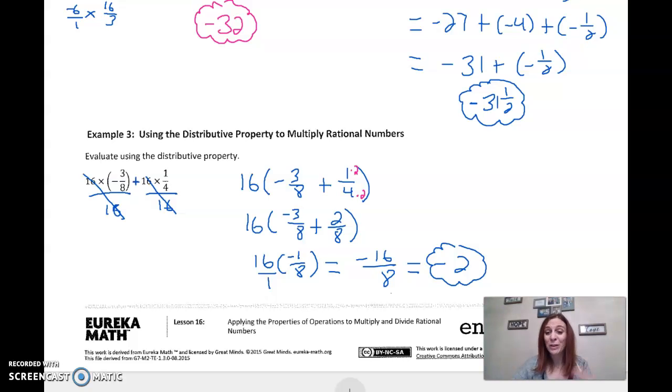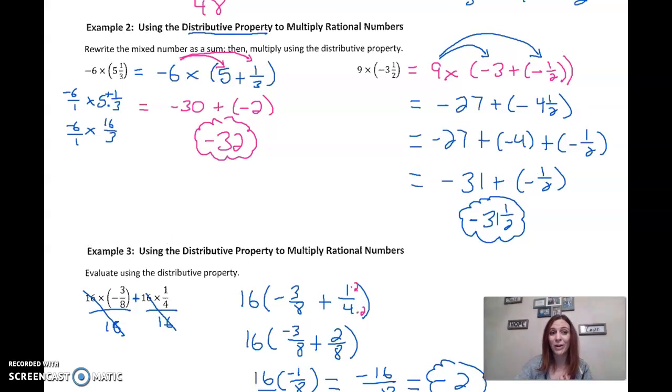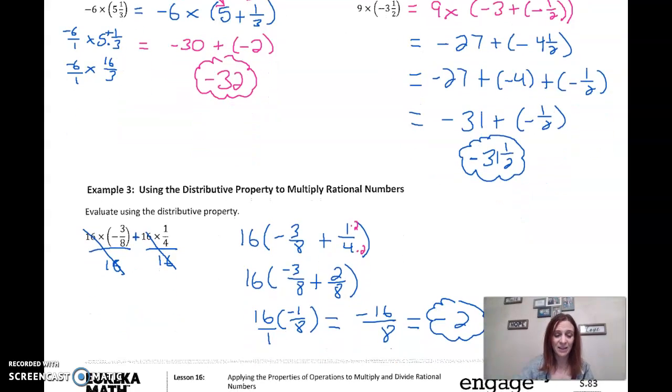Okay? So there's two ways you're going to use a distributive property in your homework. One of them, you're going to break apart the mixed number, rewrite it as a sum. The other way is you're going to pull that common factor out so you can write it like you would use a distributive property, but instead just add together what's in your parentheses.